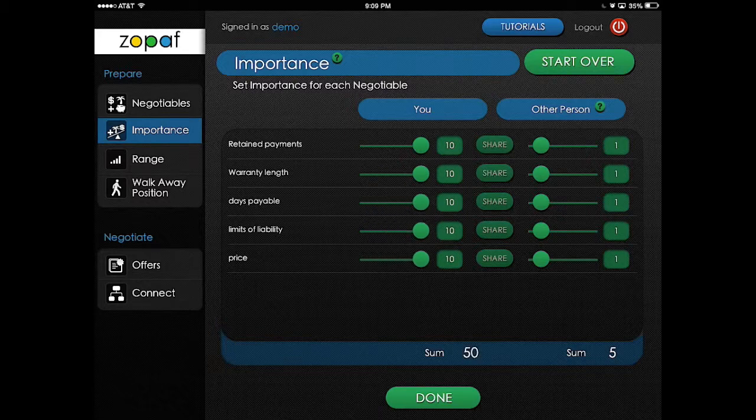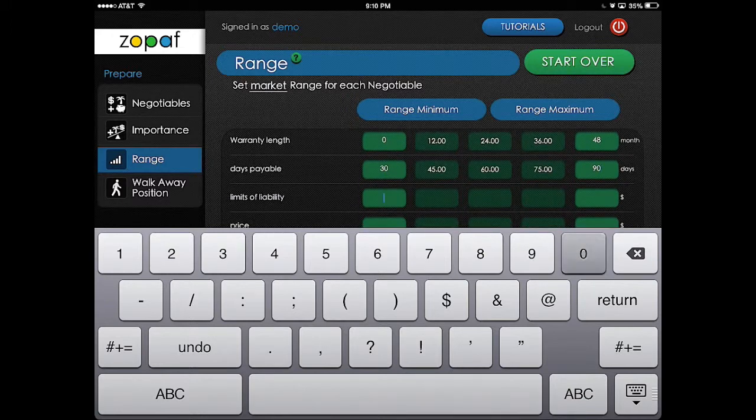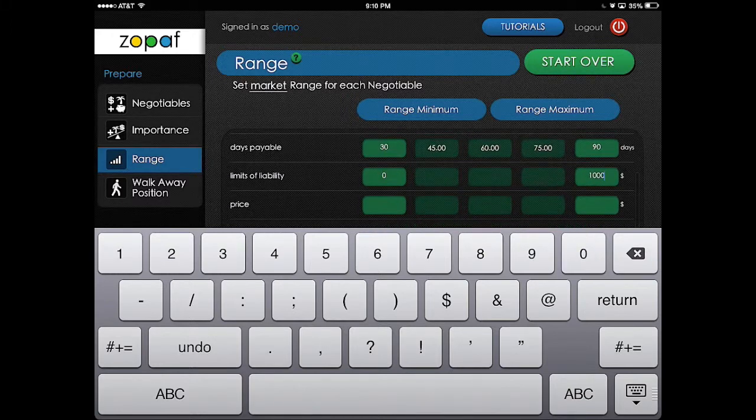As a first pass, we'll assume that both parties value things equally. However, it's your job as a negotiator to tease this information out as you negotiate. The third step is to assign typical ranges to each negotiable. The values you enter here represent typical values that you would expect for the selected negotiables. They are not the min or max you are willing to accept.